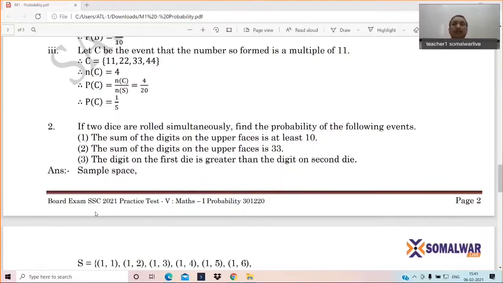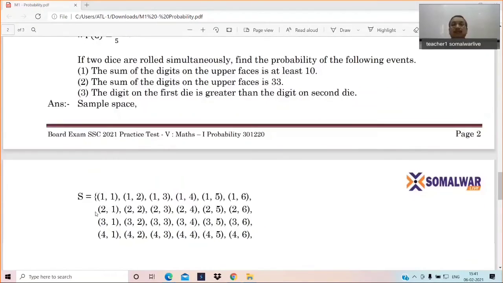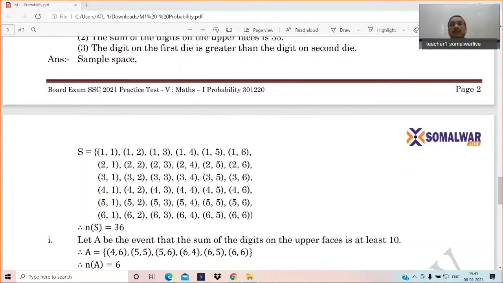So let's first of all write the sample space. The sample space will be the outcomes like 1,1; 1,2; 1,3; 1,4; 1,5; 1,6. Then starting with 2: 2,1; 2,2; 2,3; 2,4; 2,5; 2,6. Then starting with 3: 3,1; 3,2 till 3,6. Starting with 4, starting with 5, starting with 6 and ending with 6,6. So the total number of sample points in the sample space is 36.